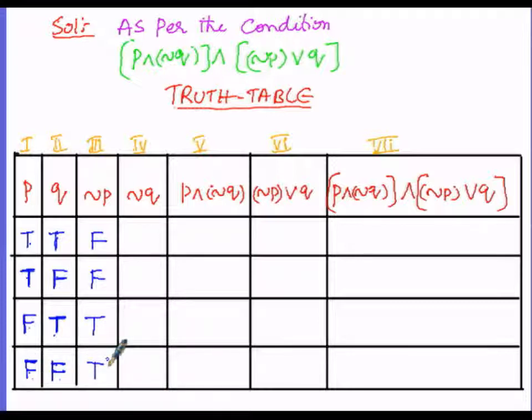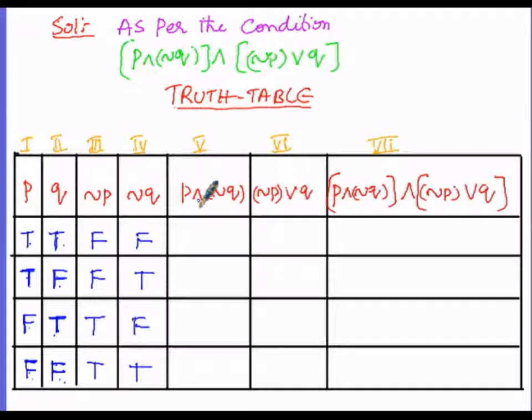In a similar manner, let us find the negation of Q. If Q is true, then the negation of Q will be not true, so it must be false. If Q is false, then the negation will be true. If Q is true, then the negation will be false. In the last row, the statement Q is false, so the negation of Q will be true. Now the truth values of Q are TF, TF, and the truth values of negation Q are FT and FT. Now we have to find P and negation Q.